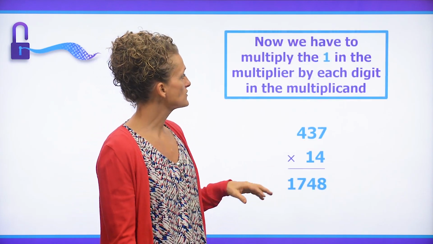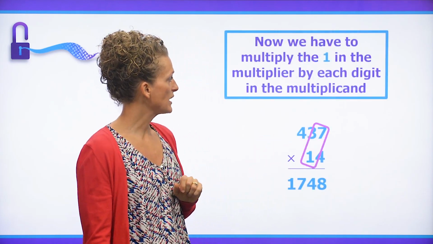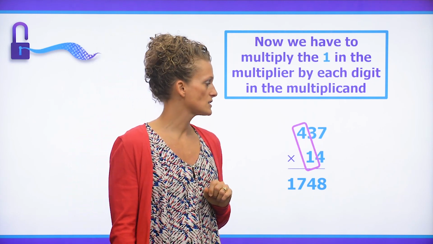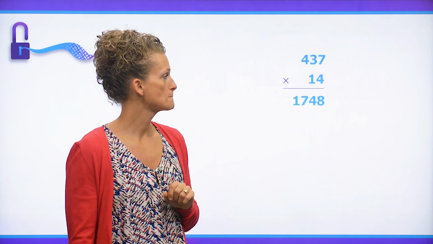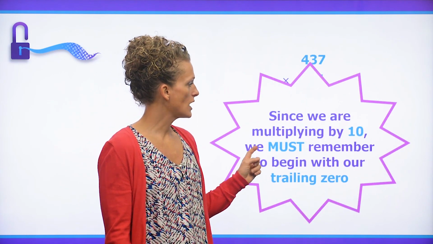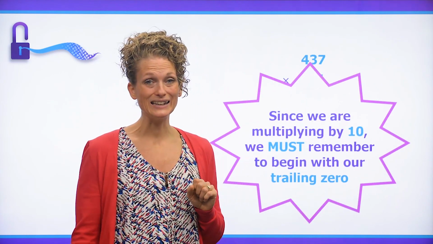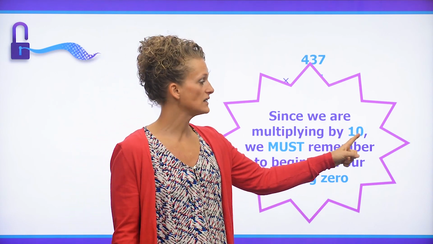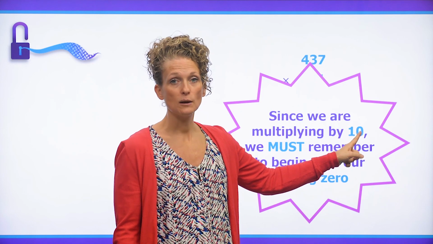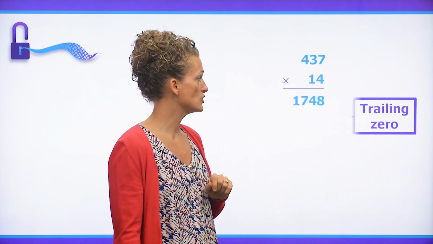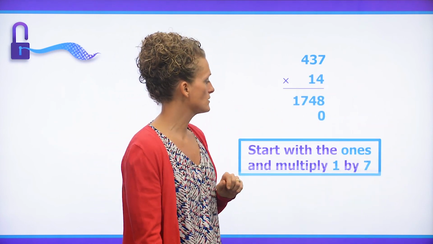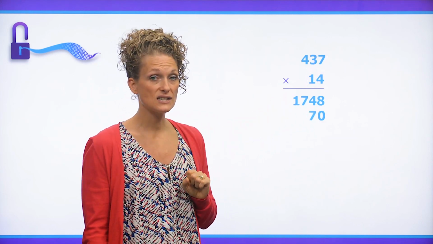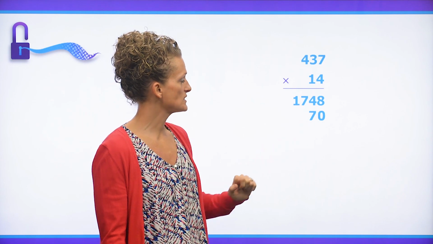Now we have to multiply the 1 in the multiplier by each digit in the multiplicand. And so it's 1 times 7, 1 times 3, and 1 times 4. So since we're multiplying by 10, we must place a trailing 0, okay? So that allows us to forget about the 0 and multiply simply 1 times each digit. All right, so there's our trailing 0, and we're going to start with multiplying by the ones. So 1 times 7 is 7. So we place that beside.